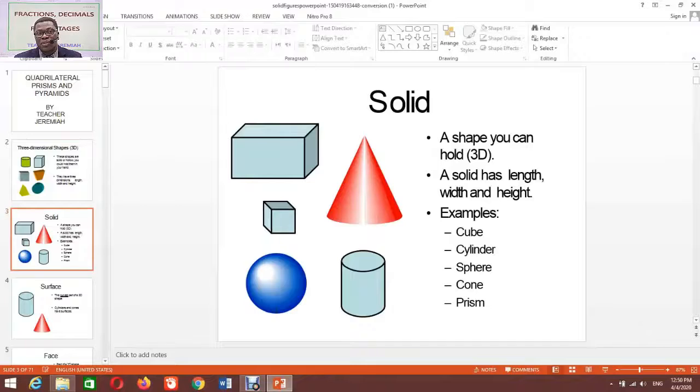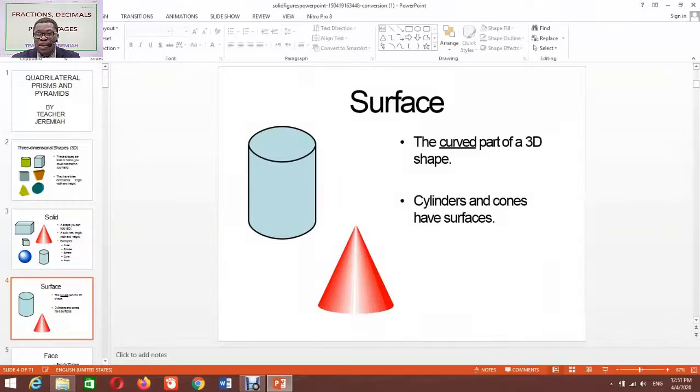We'll start with the solids. All the shapes on this screen are solids. A shape you can hold, and because they are shapes that you can hold, that makes them 3D. A solid has length, width, and height. Examples: cube, cylinder, sphere, cone, and prism.